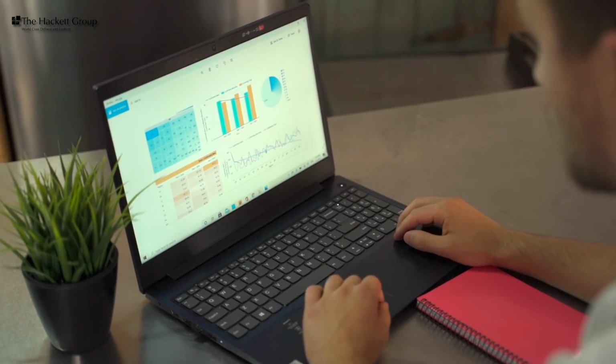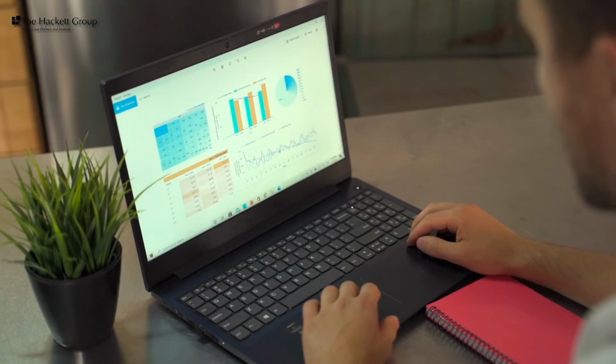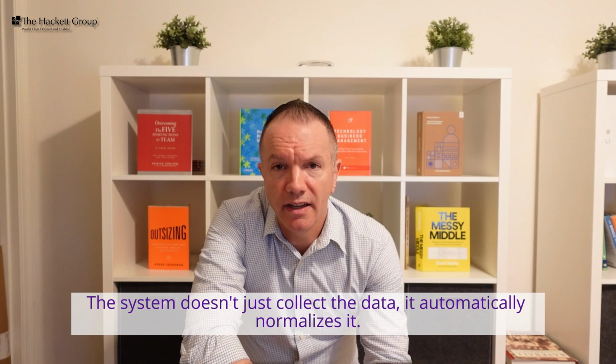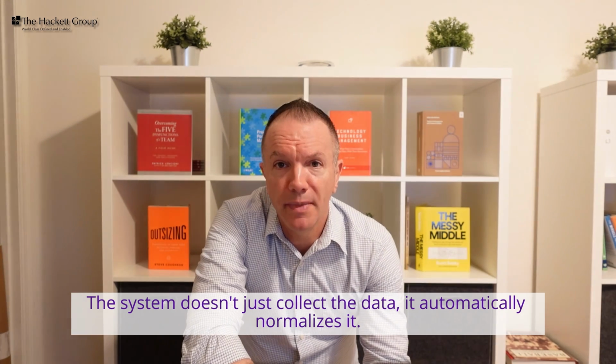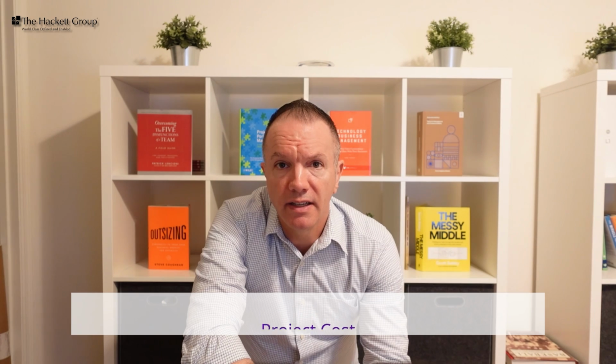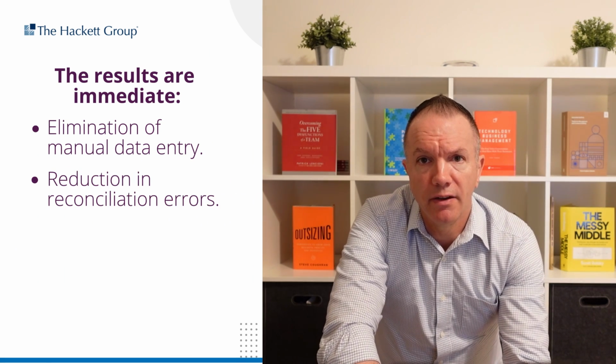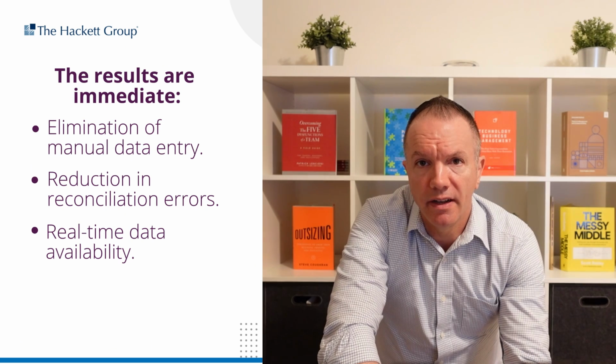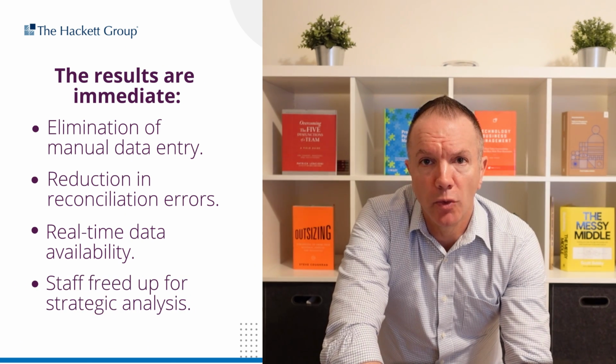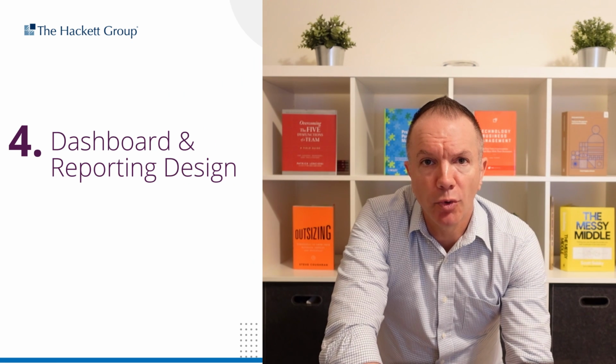Instead, focus on automating these data flows. In our manufacturing client, we configured Apptio One connectors to integrate their various data sources. This eliminated the manual consolidation process entirely. But here's what's crucial. The system doesn't just collect the data, it automatically normalizes it. This means every transaction, project cost, and service expense fits into the standardized structure. The results are immediate: elimination of manual data entry, reduction in reconciliation errors, real-time data availability, and staff freed up for more strategic analysis.